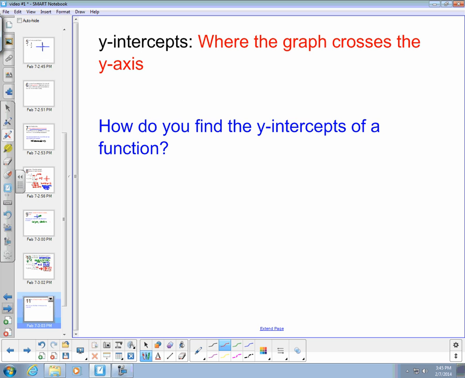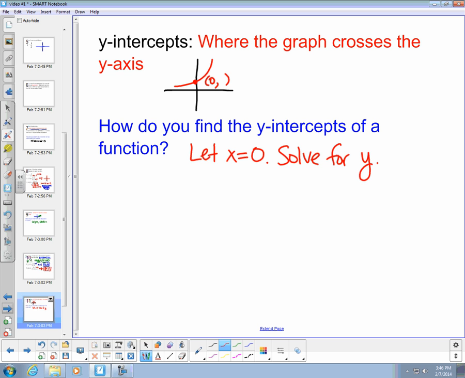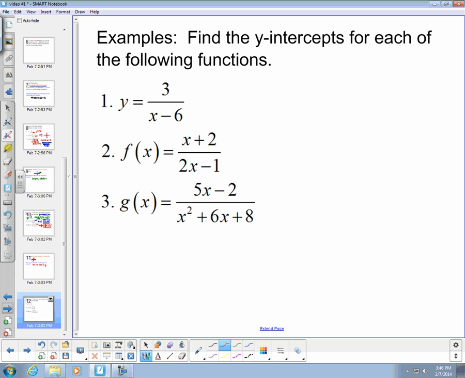Now for the y-intercept. The y-intercept is where the graph crosses the y-axis. So if my graph is crossing the y-axis, then that means my x value has to be 0. So this time I'm going to let x be 0 and solve for y. So we substitute a 0 everywhere we see an x. Let's start with these examples.